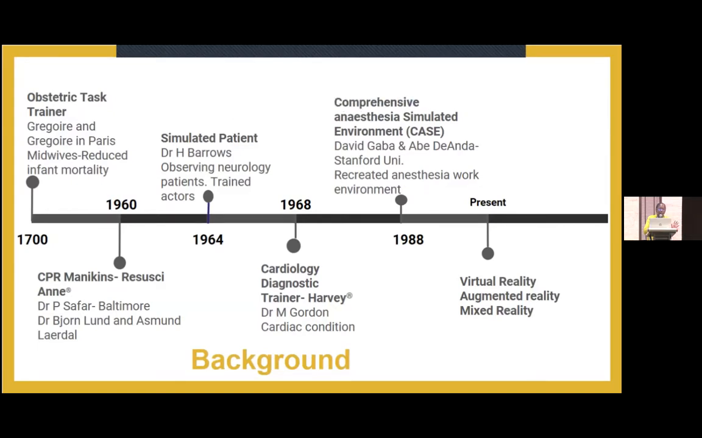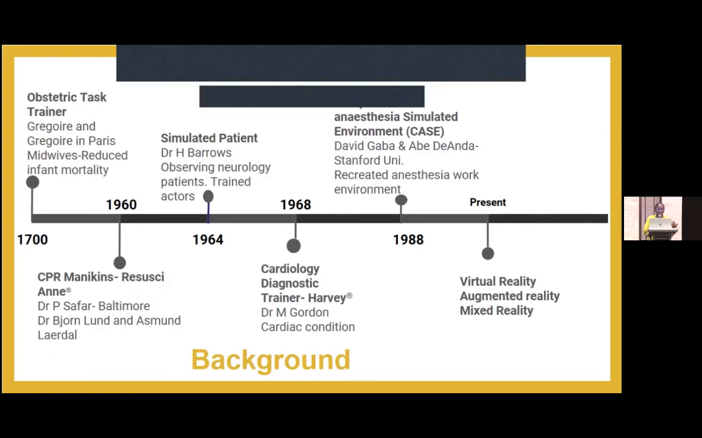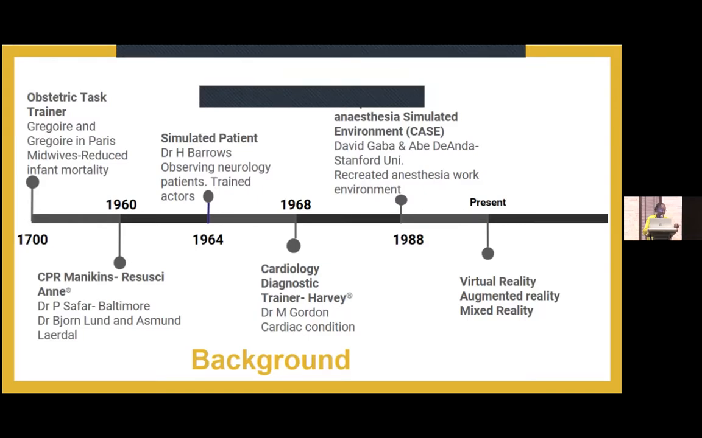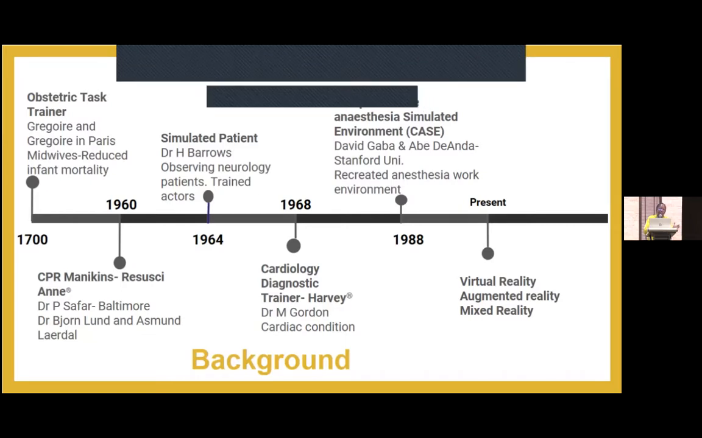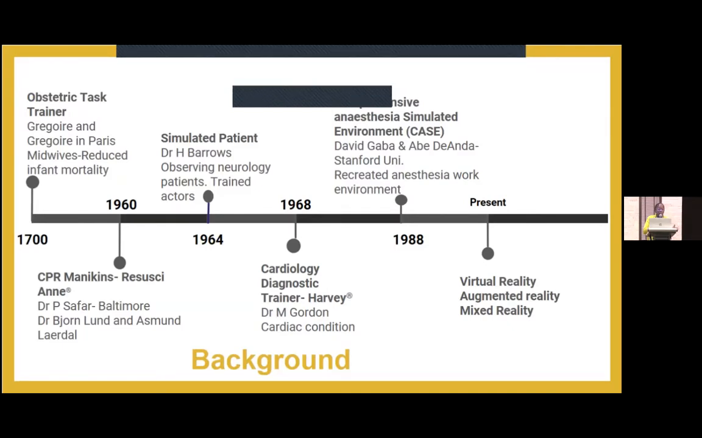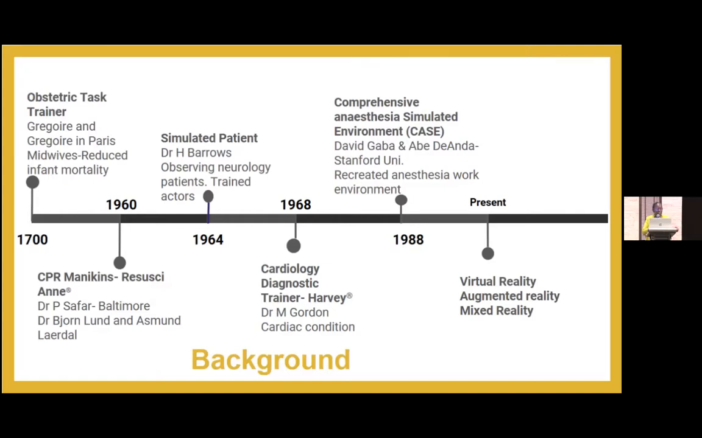And so Lado then made this torso mannequin on which they could do head tilt chin lift and demonstrate how to do resuscitation. Then Peter Safar asked that perhaps they could put in a spring so that you could do chest compressions. So then the mannequin was used for resuscitation purposes. You could do chest compressions and you could also do ventilations. I think all of us have used the Resusci Anne. In any ACLS, BLS training, that has been the common mannequin that we have used.